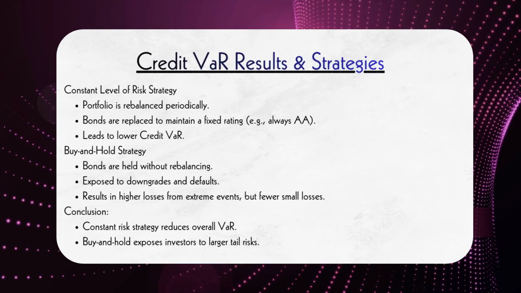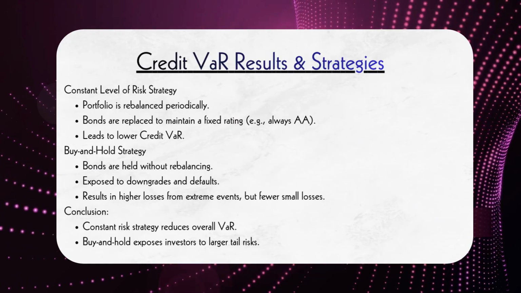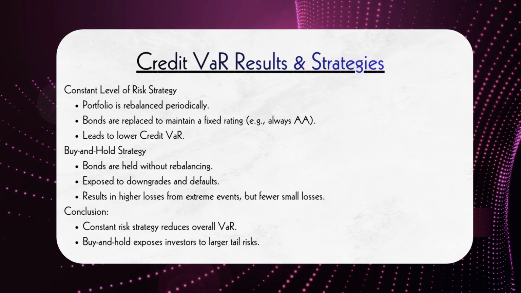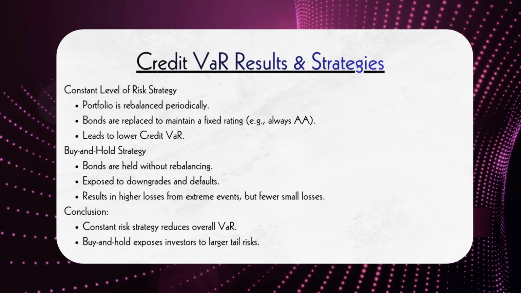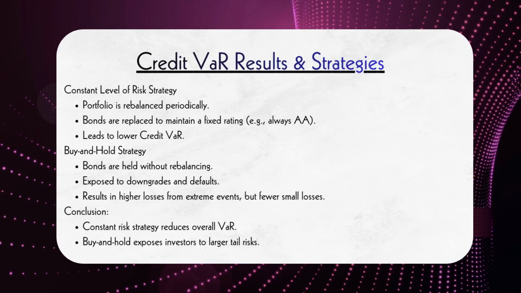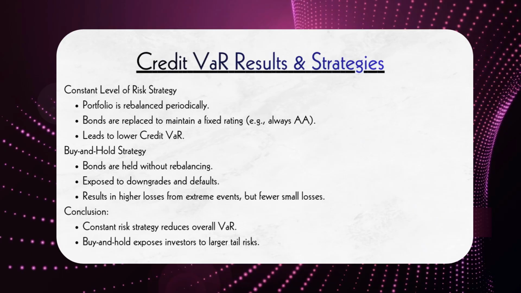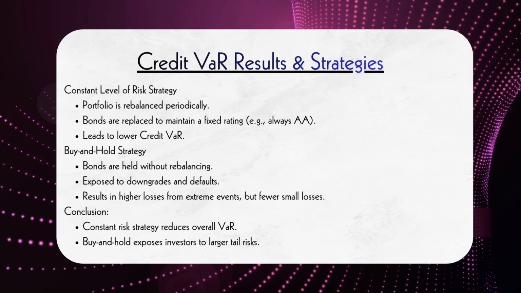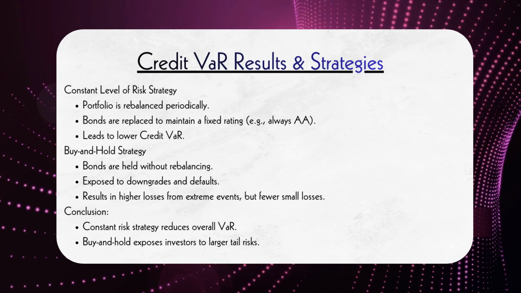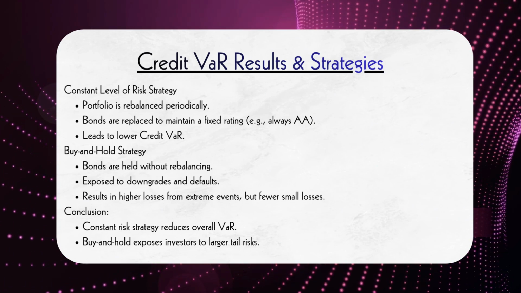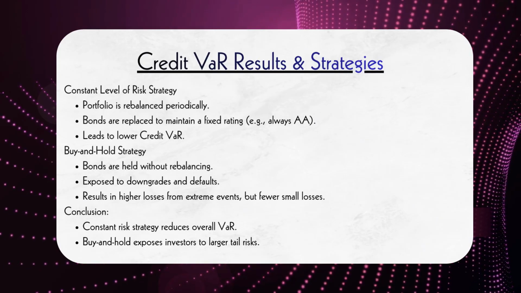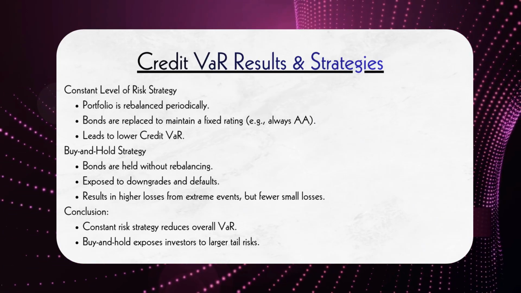The first is the constant level of risk strategy, where the portfolio is rebalanced regularly to maintain a fixed credit rating. For example, if a bond is downgraded, it is replaced with a higher rated bond. This reduces overall risk and leads to a lower credit VaR. The second is the buy and hold strategy, where the bond is held without rebalancing. This strategy exposes the investor to larger losses in case of downgrades or defaults, even though small changes may not matter much. As a result, credit VaR tends to be higher under buy and hold.